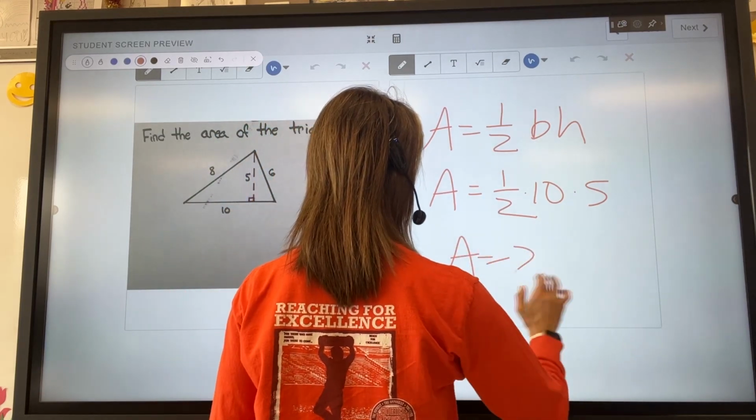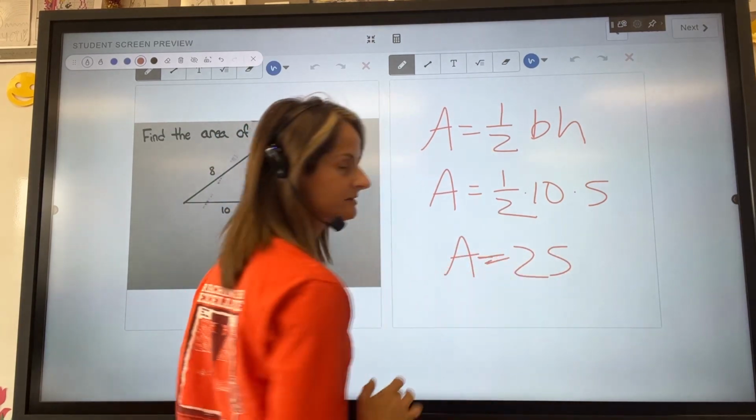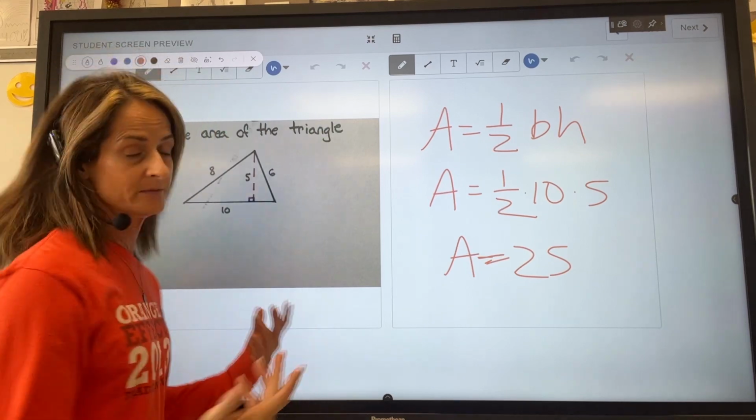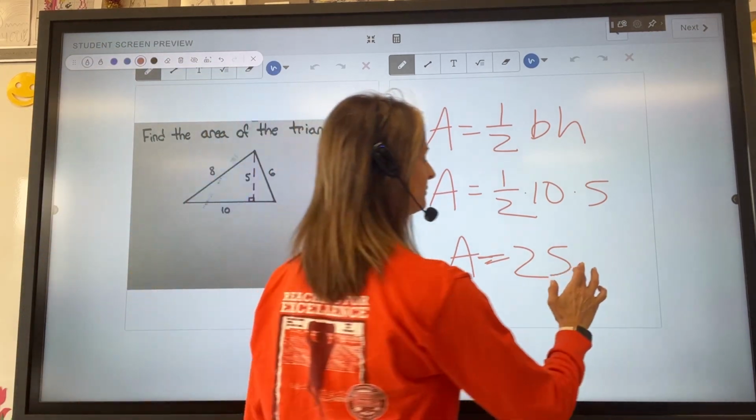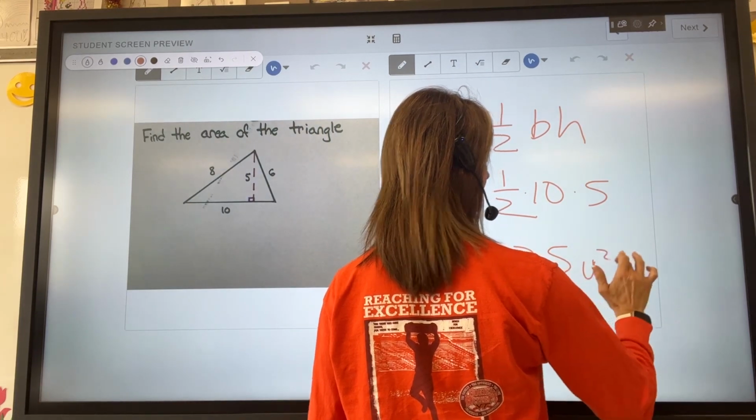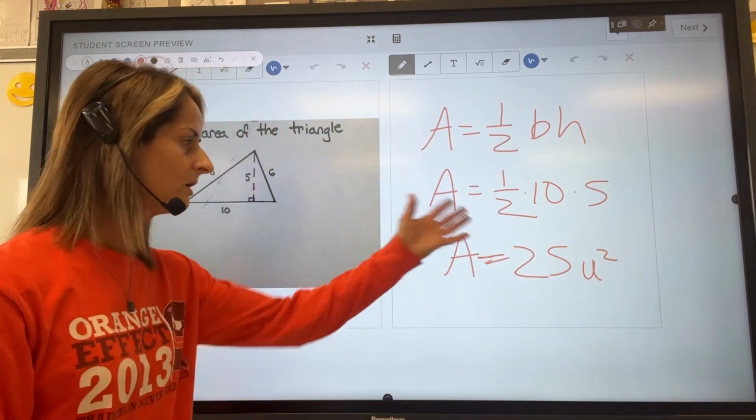Now we don't have units, so they didn't give them to us. So we still have to show that it's area. So we write units squared, and I usually just put a U and then square. That lets everybody know that's an area.